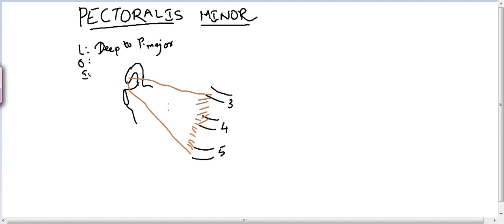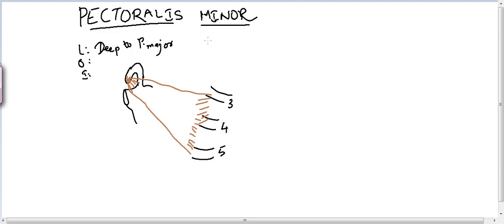So what is the insertion? Also from the fascia covering external intercostal muscle. Insertion is upper surface and medial border of coracoid process. So it's upper surface and the medial border of coracoid process.